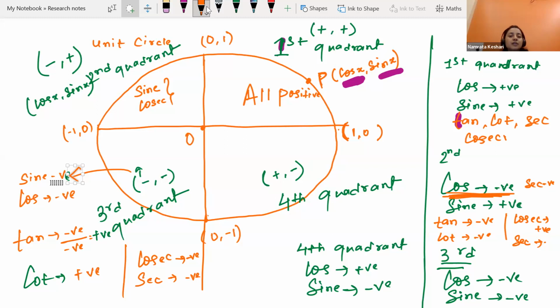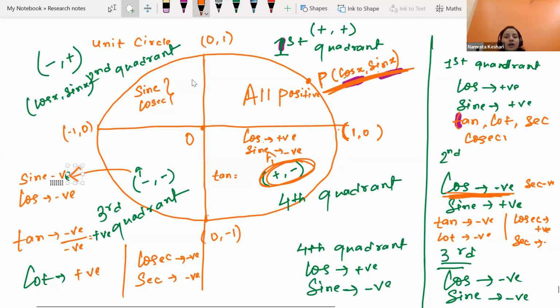Now in the fourth quadrant, the first one is representing the cos. Cos is positive and sine is negative. Now tell me, if cos is positive and sine is negative, then tan will be? Ma'am, in the fourth cos will be negative, right? Can you see in the fourth quadrant, the plus minus sign we are having, and the point P coordinate, can you see it is cos x comma sin x? Oh, okay, ma'am.